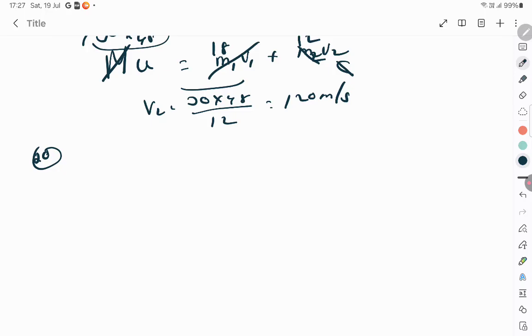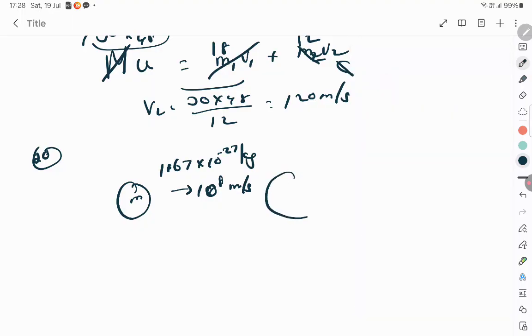A neutron having a mass of 1.67 into 10 to the power minus 27 kg and moving at a speed of 10 to the power 8 meter per second collides with a deuteron. A neutron is colliding with a deuteron. A deuteron is a hydrogen H12, that's the isotope of hydrogen. It collides with a deuteron at rest.